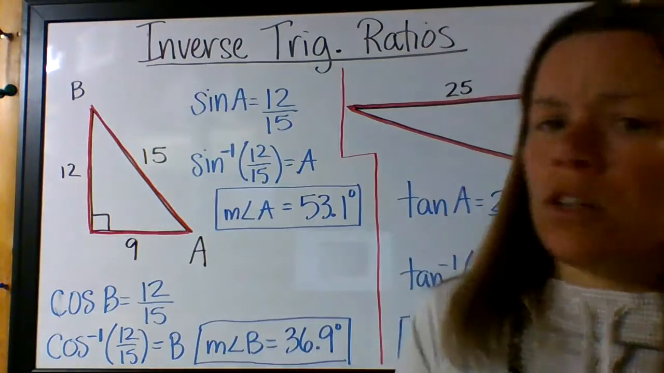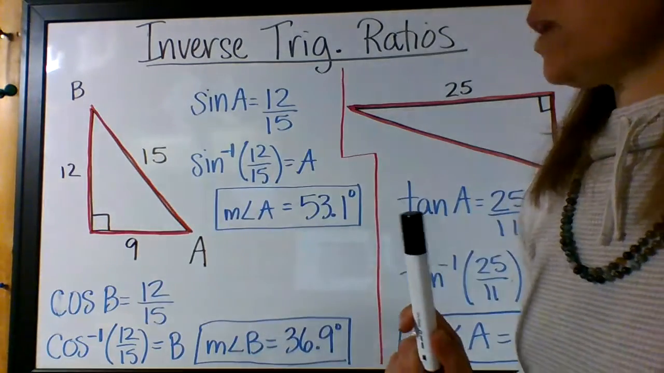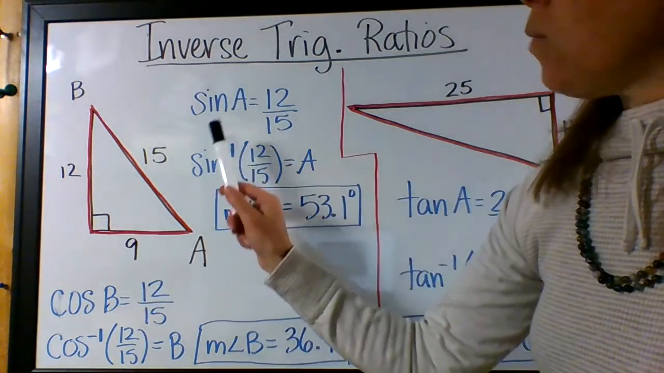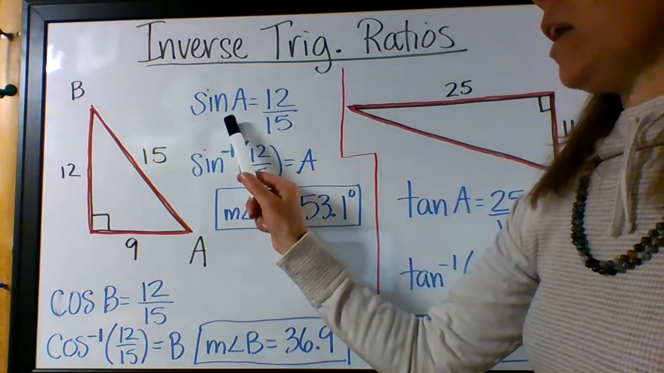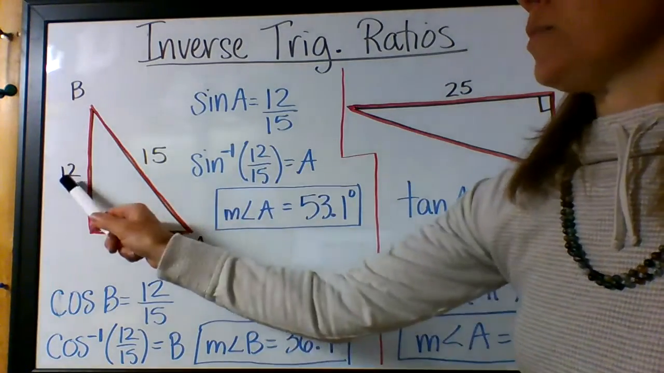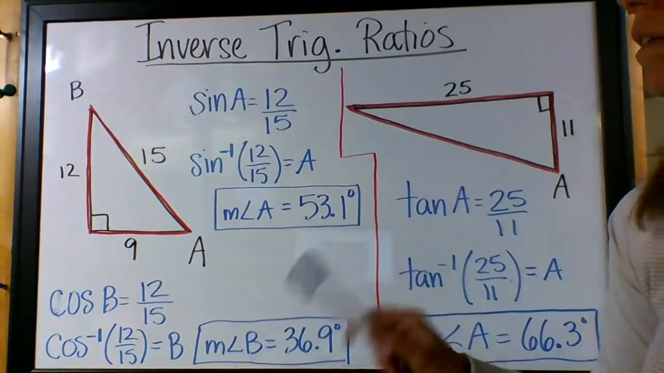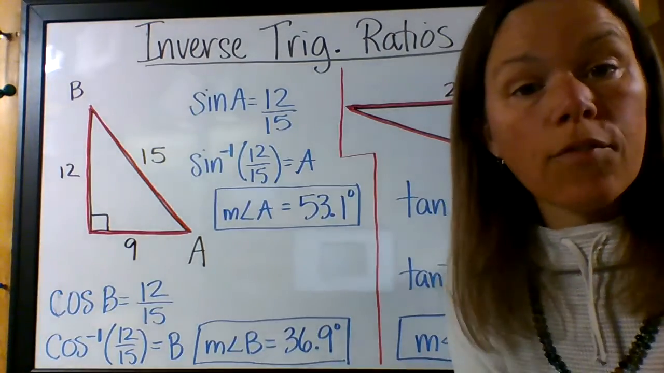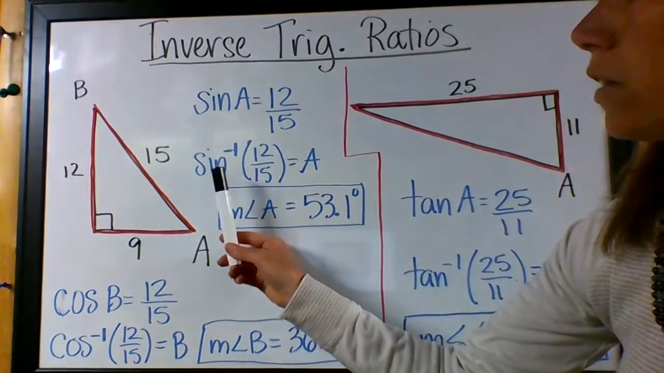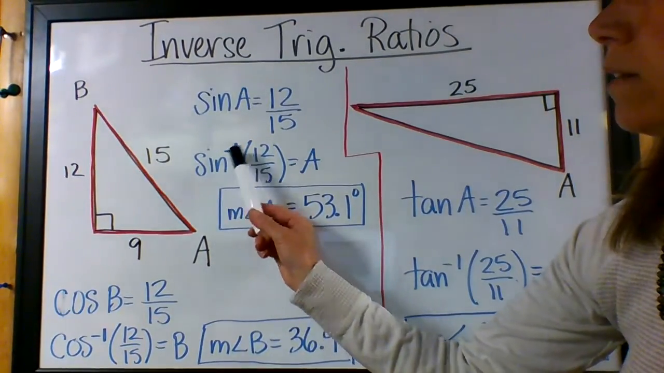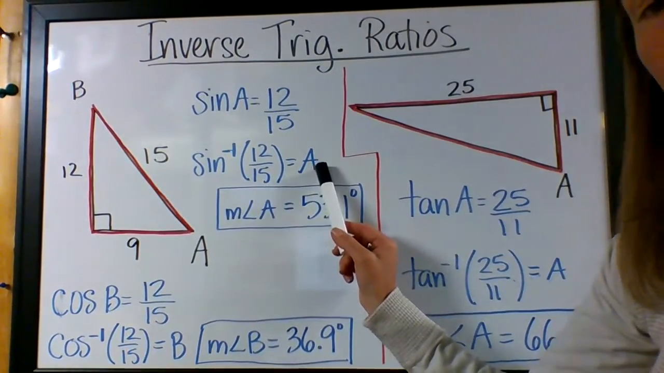Let's take a look at a couple of the examples that I've got here. I've got this 9, 12, 15 right triangle, and what I would like to know is the measure of angle A. I know that the sine of A is opposite over hypotenuse, or 12 over 15. So sine of A is 12 over 15. If I were just going to leave it that way, I would reduce that fraction. But I'm not, because I want to find out what A is. So here's where our inverse sine functions come in. Sine to the -1, or the inverse sine of 12 over 15 equals A.